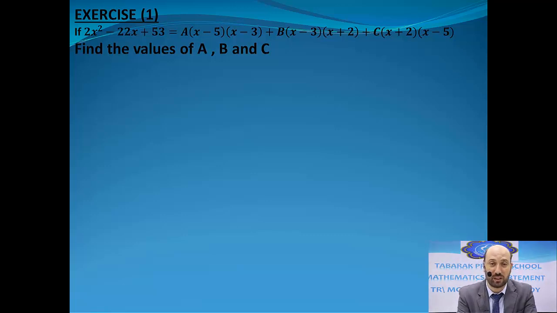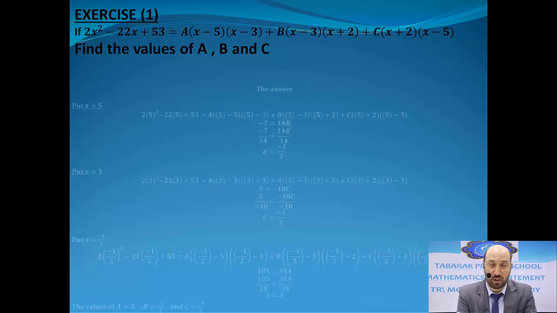So on the right side, we see that we have 3 different brackets. The first is x minus 5, the second is x minus 3, and the third is x plus 2. The zero of x minus 5 is 5, because if we substitute 5 in the first bracket, we get 0. For the second, x minus 3, the zero is 3, and for the third, x plus 2, the zero is minus 2.